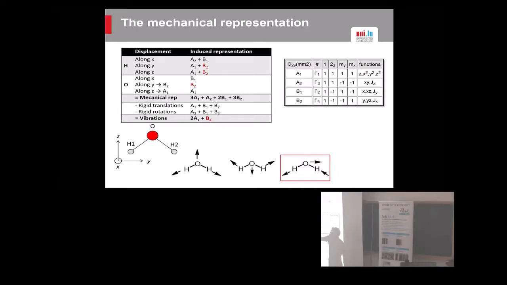I have my hydrogen atom, okay? Only one, because the two of them are symmetry equivalent, huh? The oxygen here, and I tracked, so if I displace a hydrogen along X, okay, it gives rise to A2 plus B1 here, and so on and so on. So I can really keep track of all those displacements. To formulate the full mechanical representation, I really just have to sum all of this. So this gives me, okay, this decomposition, this is a bit abstract.